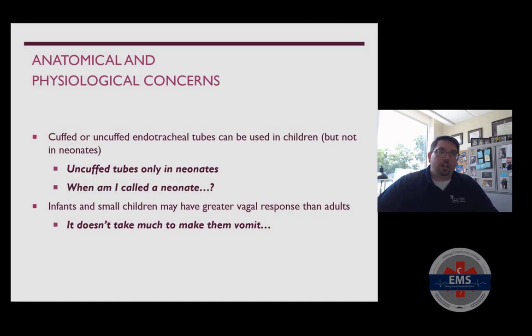Other concerns we have: cuffed or uncuffed endotracheal tubes can be used in children, but not neonates. Uncuffed tubes only in neonates. And then when am I called a neonate? Oh, that's right, right after birth. Infants and small children may have a greater vagal response compared to adults, because it doesn't take much to stimulate that reflex for vomiting or for the trigeminal nerve to increase bradycardia.